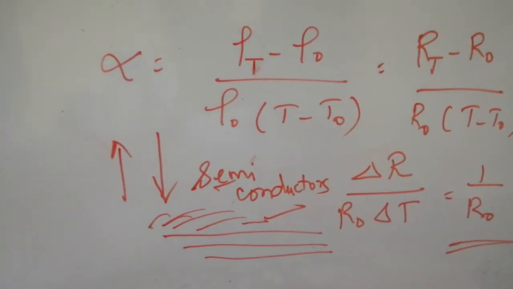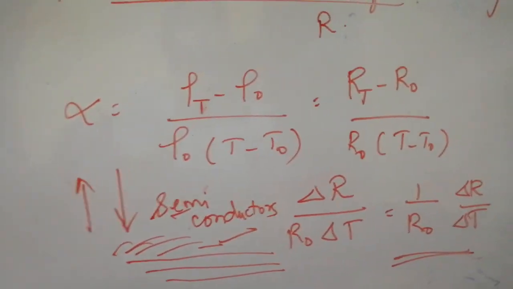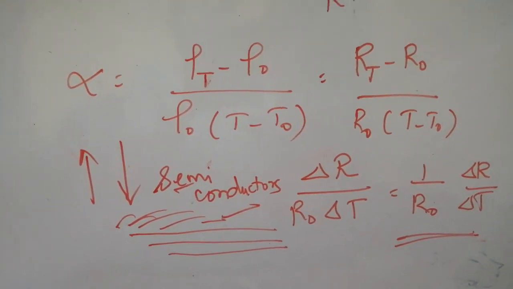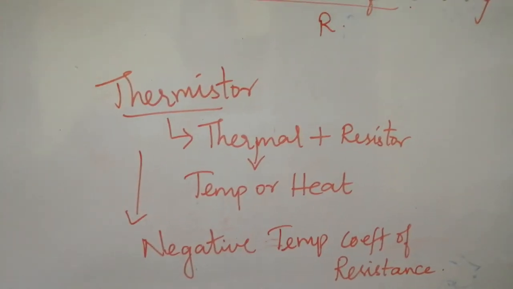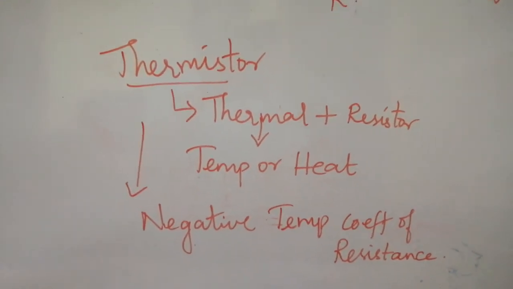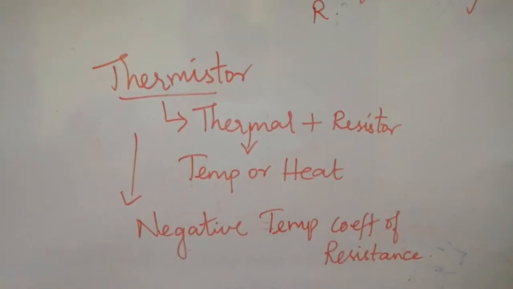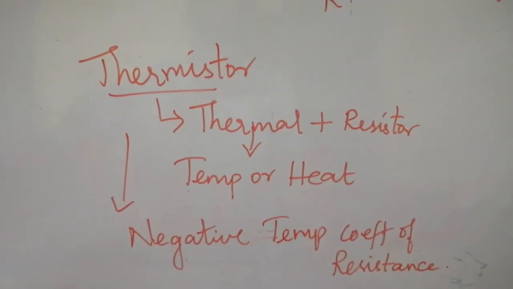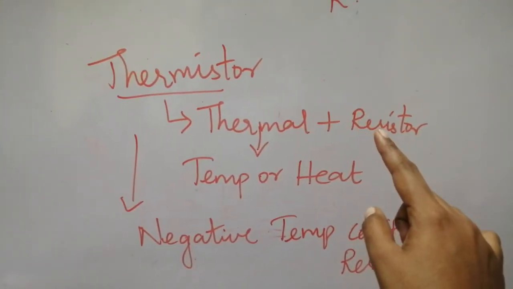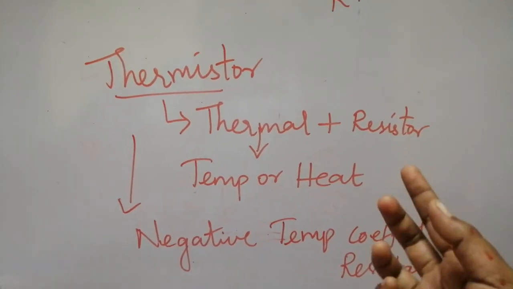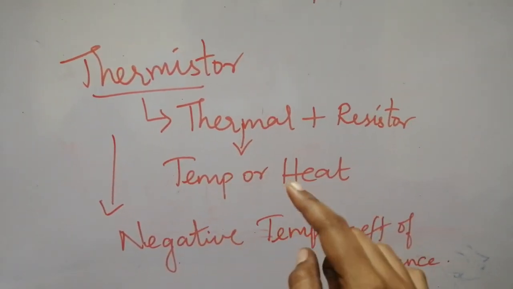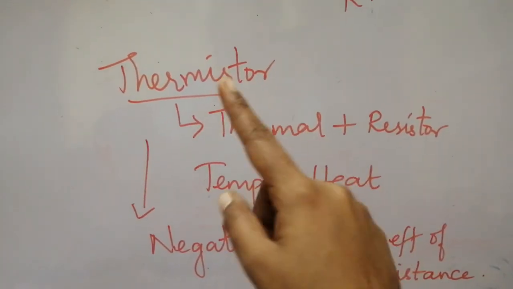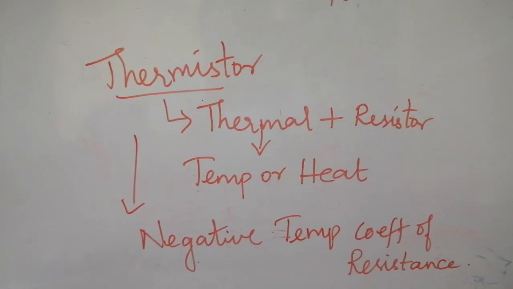Okay, and you have a tabular column in your book for different temperature coefficient values for the semiconductors, and you can go through that. So you have one kind of semiconductor component called thermistor. The thermistor stands for thermal plus resistor. Thermal is temperature or heat. So the resistor value will vary with respect to temperature or heat. Depending upon the temperature or heat you give to the thermistor, the resistor value will be obtained.